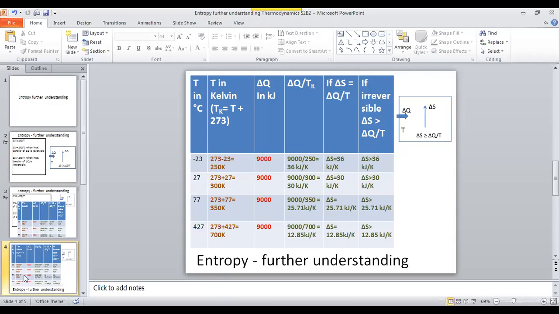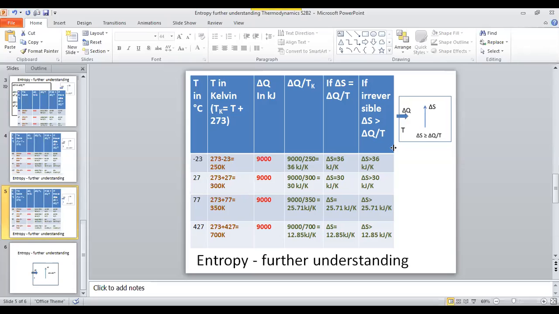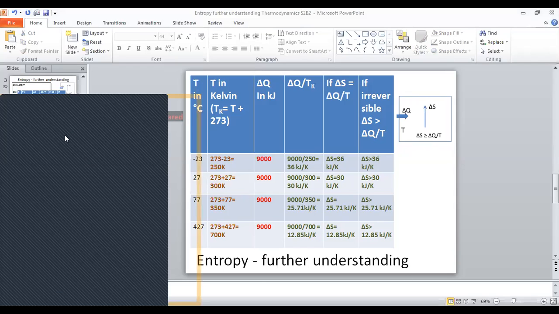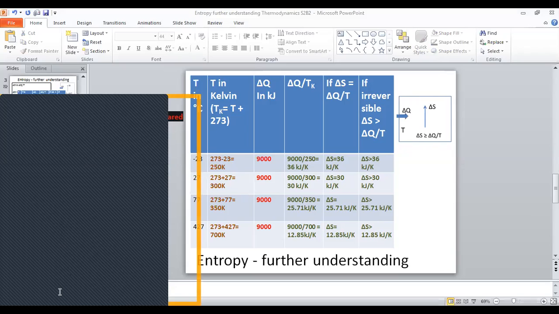So let me look into another application. I think let's do it this way. I take a snapshot.